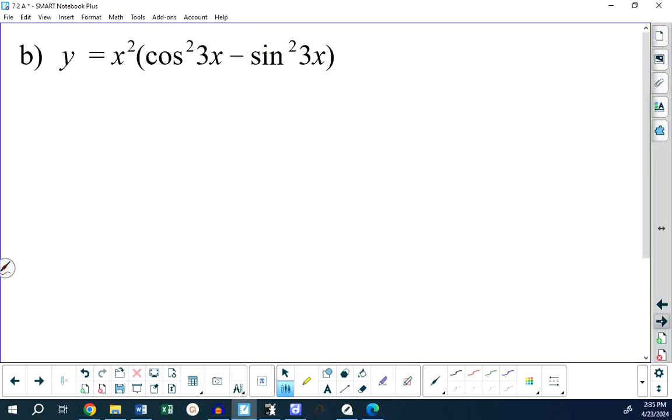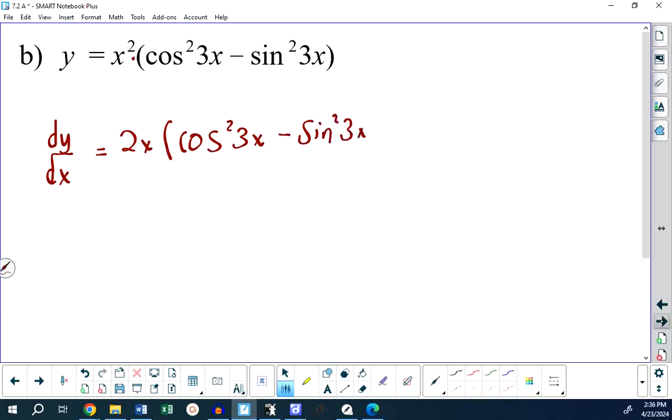All right, let's try another one. x squared times cos squared of 3x minus sine squared of 3x. So this calls for the product rule, where the first is x squared, so we get 2x times the second plus the first, and now I have to multiply by the derivative of the second, which is a difference.